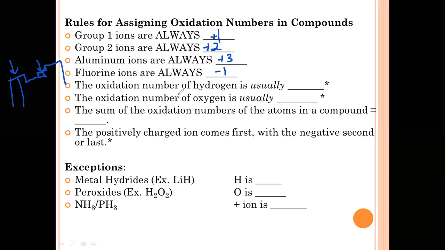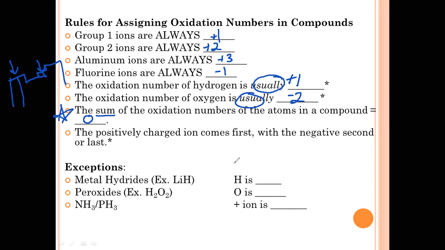The oxidation number or charge of hydrogen is usually +1. There are some exceptions. The oxidation number of oxygen is usually -2. And then this one is important: the sum of all the charges has to equal 0. And the last thing is the positively charged ion comes first, with the negative coming second or last.